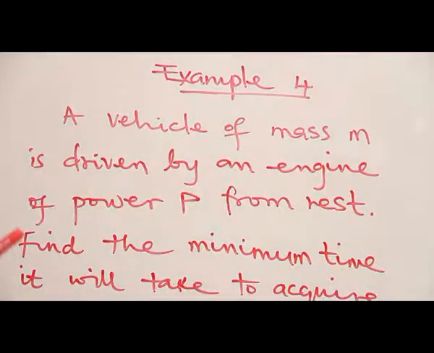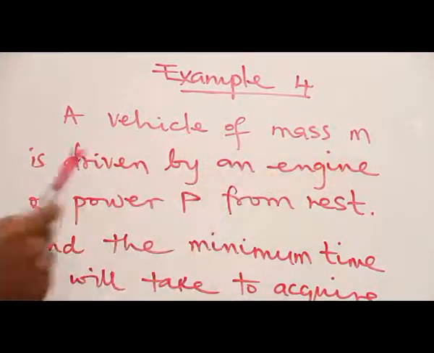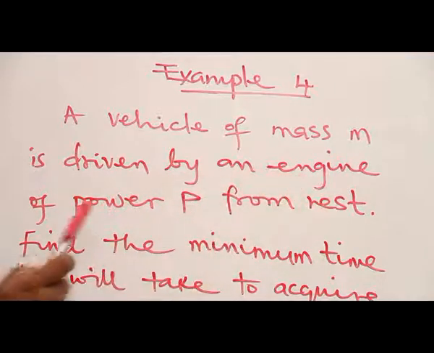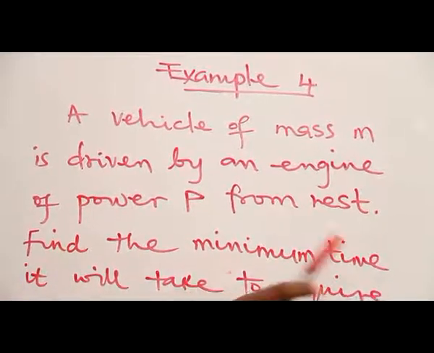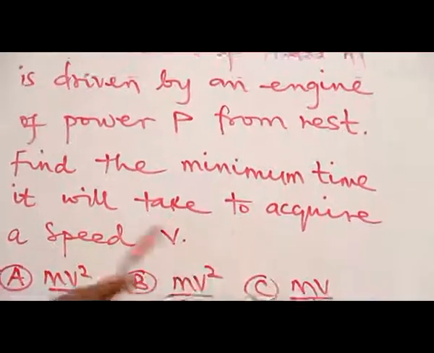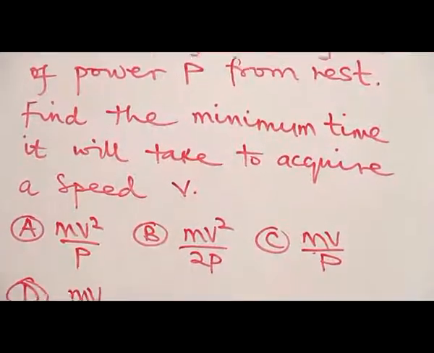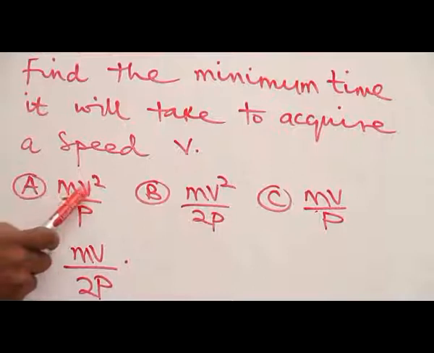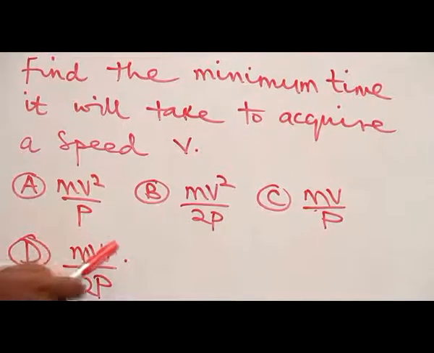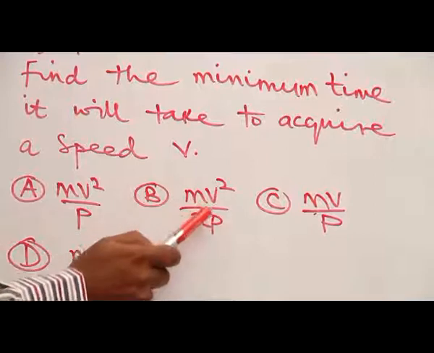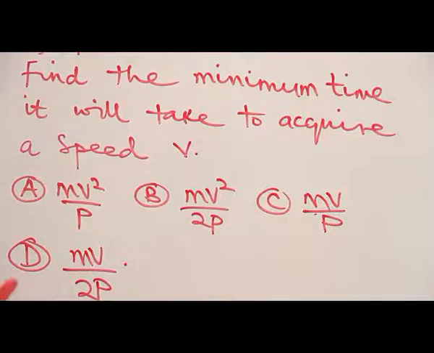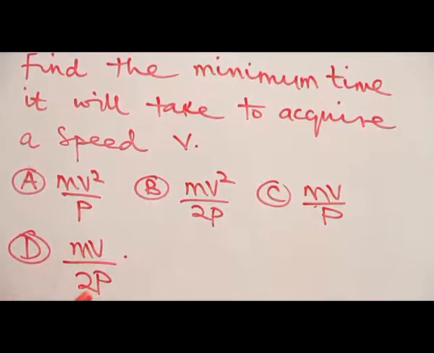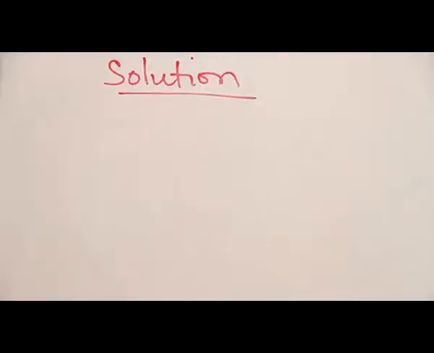Example 4. A vehicle of mass m is driven by an engine of power P from rest. Find the minimum time it will take to acquire a speed v. Option A, mv squared over P. B, mv squared divided by 2P. C, mv divided by P. D, mv divided by 2P. The solution to this problem is as follows.